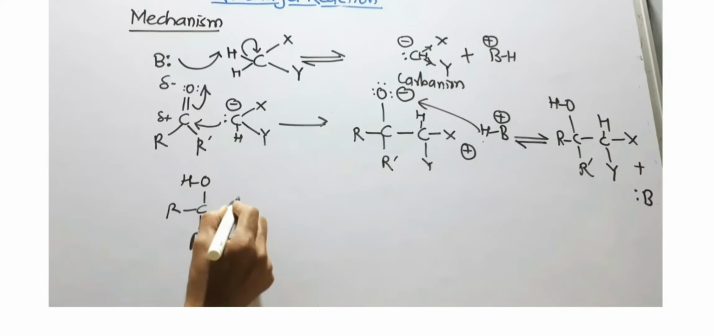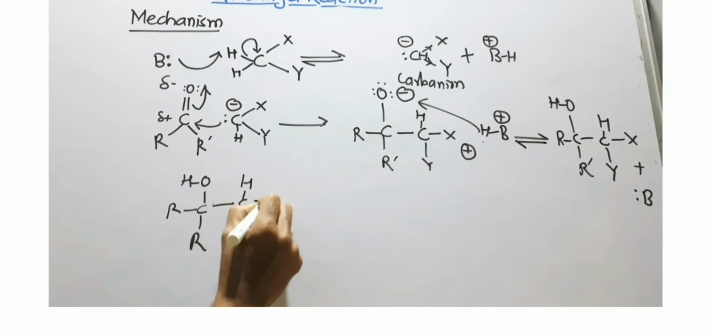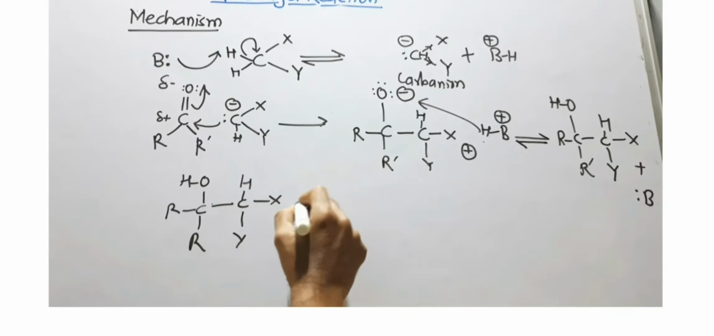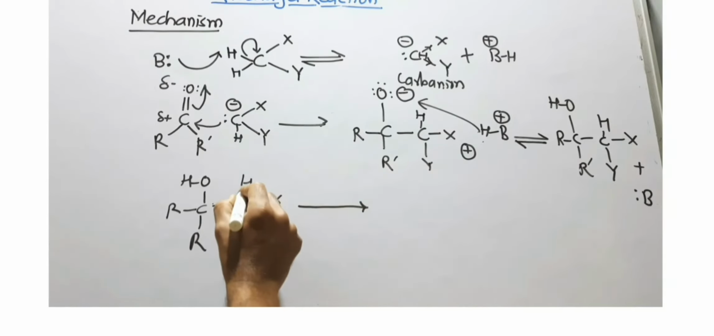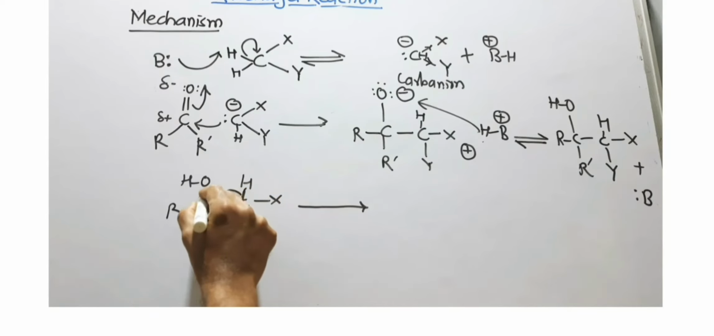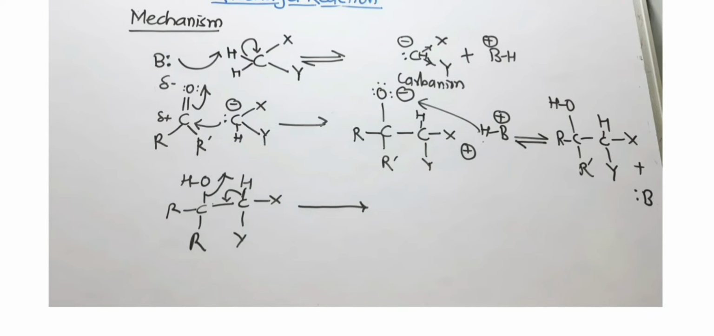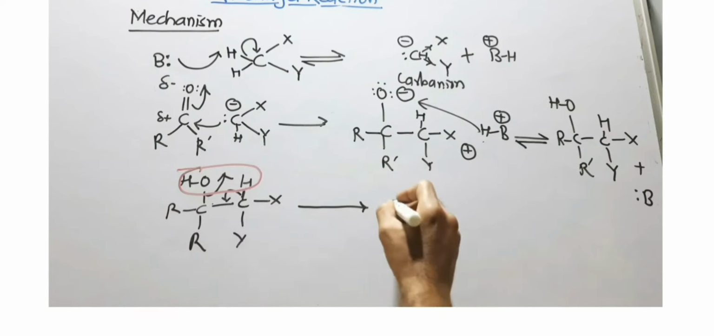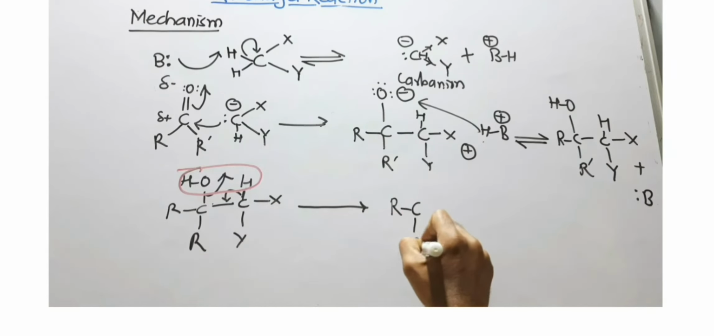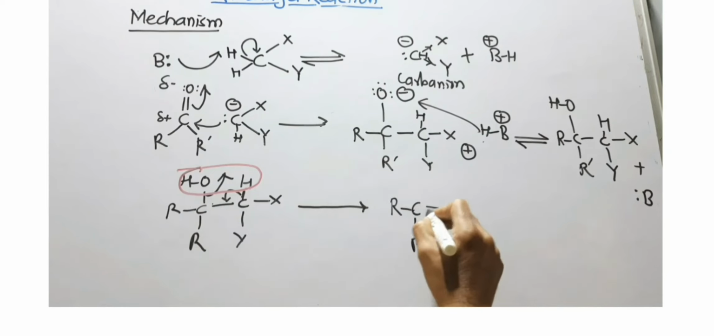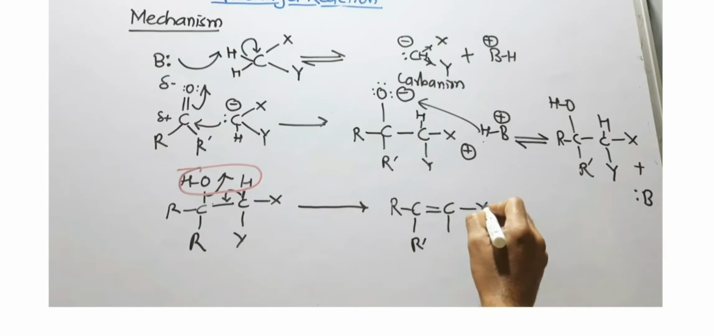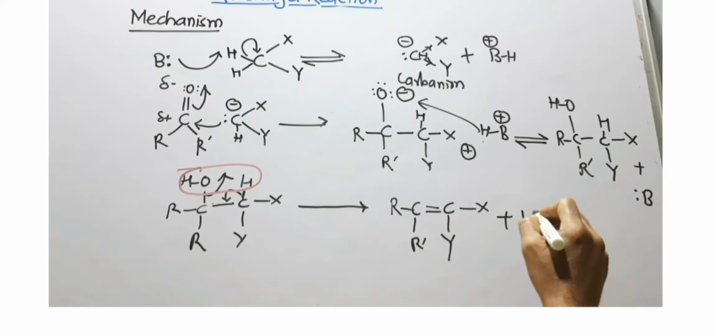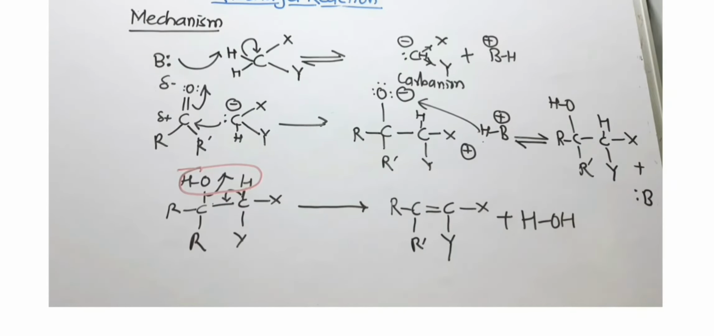Now in the final step what happened, X and Y. So when you heat it, this hydrogen is removed and this OH is removed. That means you have to remove a water molecule from here and put that double bond here. C and R dash, this bond is coming here as a double bond. So X and Y along with HOH. So in this way this reaction proceeds and we get our alpha beta unsaturated compound.